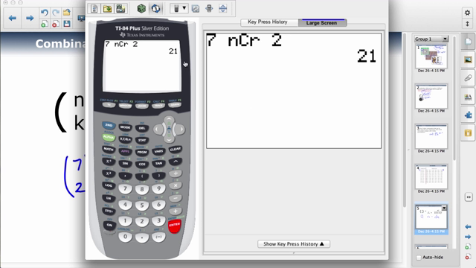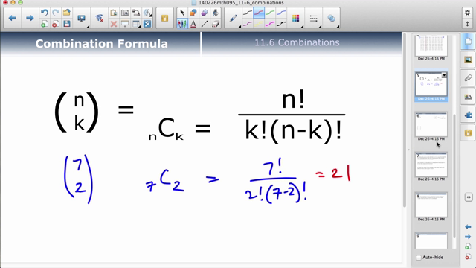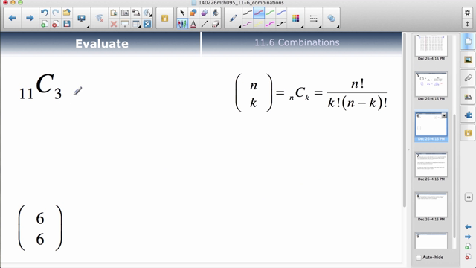It'll tell you how many combinations that is. So this particular one comes out to 21. Let's look at some examples of doing that. I guess you could do these on your calculator too if you wanted to.